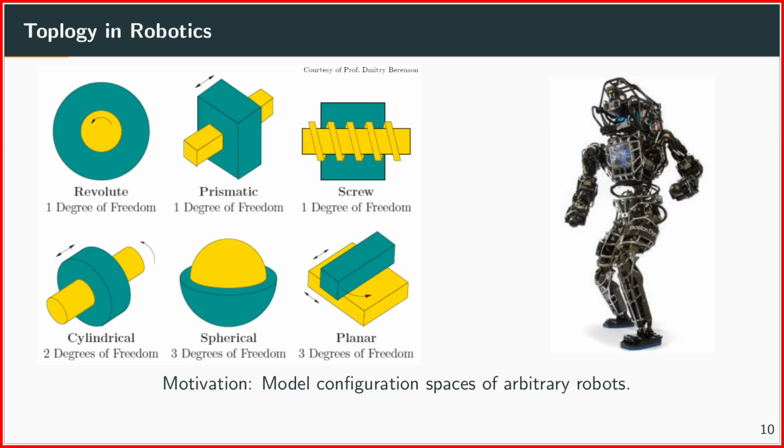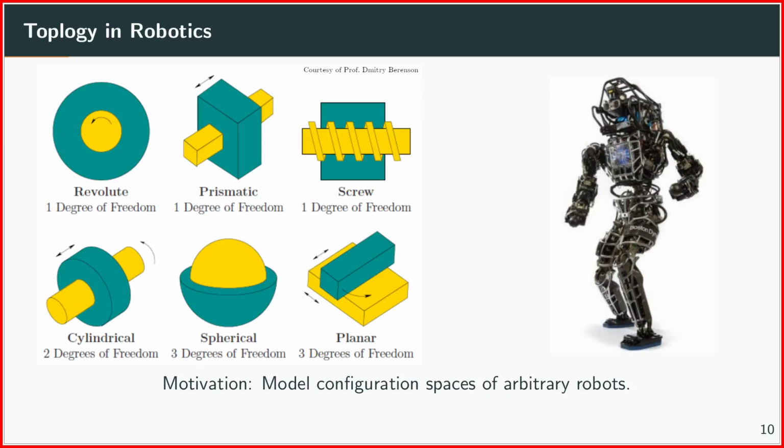And how does it actually help us in robotics? So for robotics, the motivation to use topology is basically to model configuration spaces of arbitrary objects, of arbitrary robots. So for example, you have a very complex robot like this Atlas robot here from Boston Dynamics, and you want to somehow translate it into configuration space so that you can just run our algorithms.